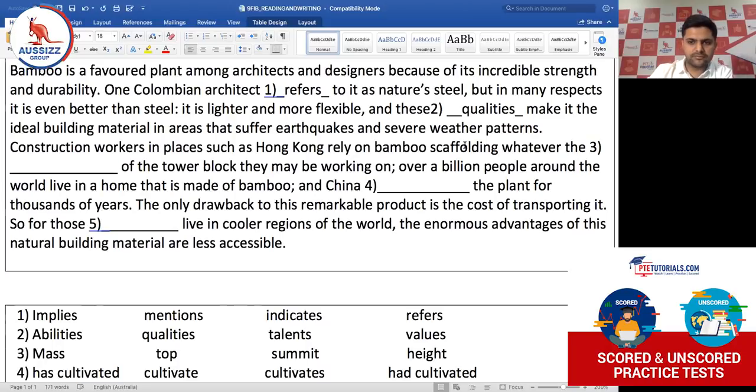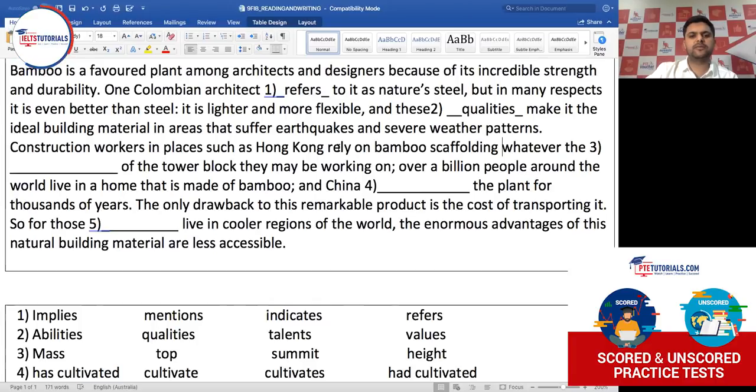All right. So from this we get an idea that bamboo is used for some activity called scaffolding by construction workers, and they use it whatever the dash of the tower block they are. Now the options here are whatever the mass of the tower block they are, whatever the top of the tower block they are, whatever the summit of the tower block they are, or whatever the height of the tower block they may be working on. Now the other words would not create a meaning here because summit is normally used for mountains, top of the tower block they may be working on.